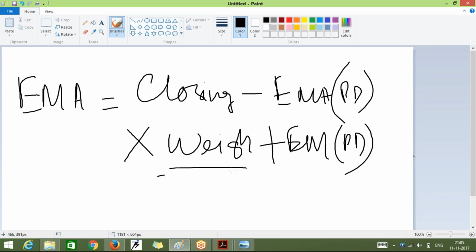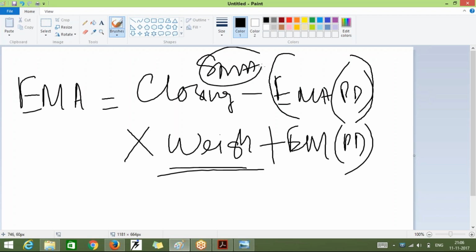So here the weight factor comes into play. What exactly is it doing? It is taking the current closing of the stock, subtracting the previous day's EMA from it, and multiplying with a weight. And this is again added to the previous day's exponential moving average. For calculating the first EMA, it's quite obvious that we need to take the SMA into consideration. Then after that we can have the EMA of the previous day.